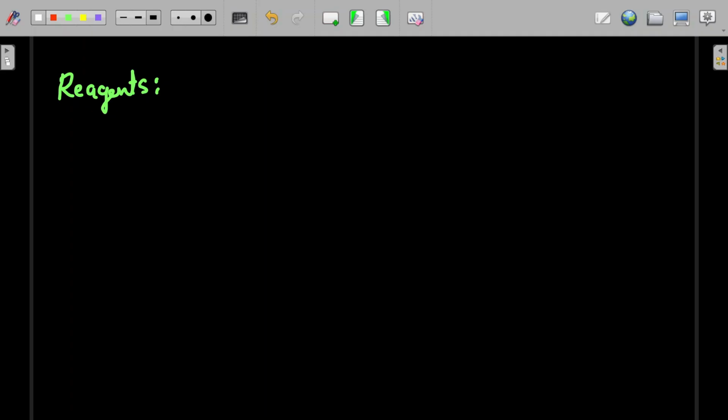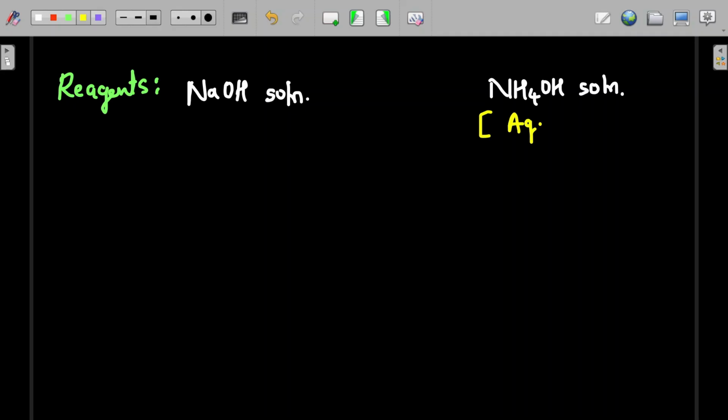Here we use two types of reagents. One is sodium hydroxide solution. You have to write solution because we are using a solution, not the sodium hydroxide substance. Another one is ammonium hydroxide solution, which can also be called aqueous ammonia. Both are the same. You take ammonia gas, dissolve it in water, and you get ammonium hydroxide solution. In the same way, sodium hydroxide dissolved in water gives sodium hydroxide solution.